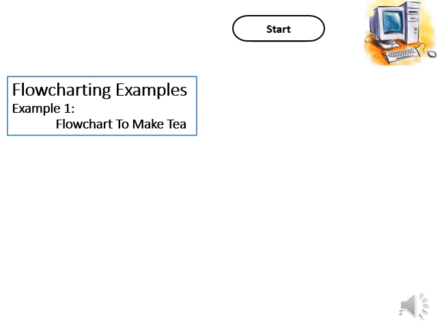As we know that the first symbol or the first thing that we put over here, that is the start symbol, which is also called terminal symbol. It represents the start as well as the end of the flow chart. So in the beginning of any flow chart there must be a start symbol.